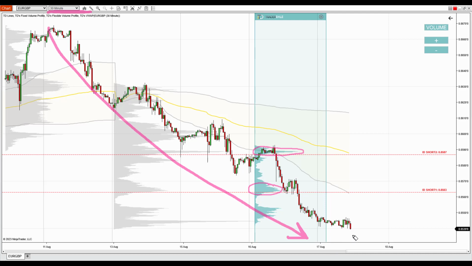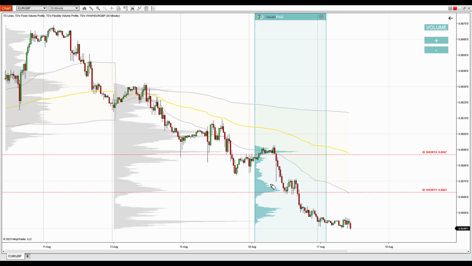So the ideal scenario is to wait for the price to reach the first resistance at 0.8563, short from there. Then the ideal case would be a pullback to the higher one and short from there. The higher one is at 0.8587.